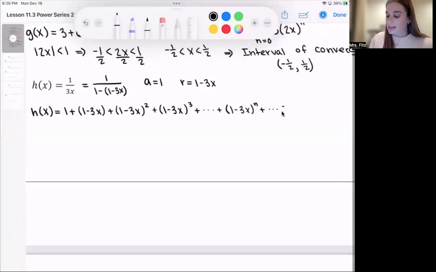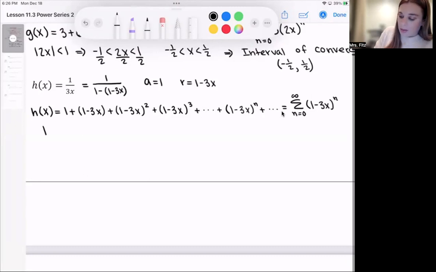Okay, now we want to write this in sigma notation. So it would be the sum from n equals 0 to infinity of our first term's just 1, then it's (1 minus 3x) to the power of n. Okay, so we have our power series. Now we need to find the interval of convergence. So that means that the absolute value of 1 minus 3x must be less than 1. And so therefore, 1 minus 3x needs to be between -1 and 1.